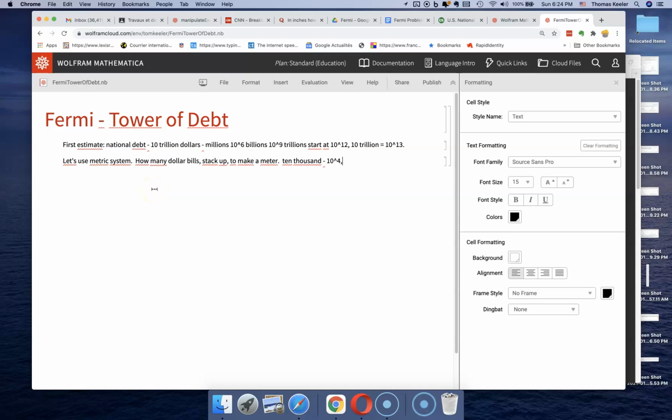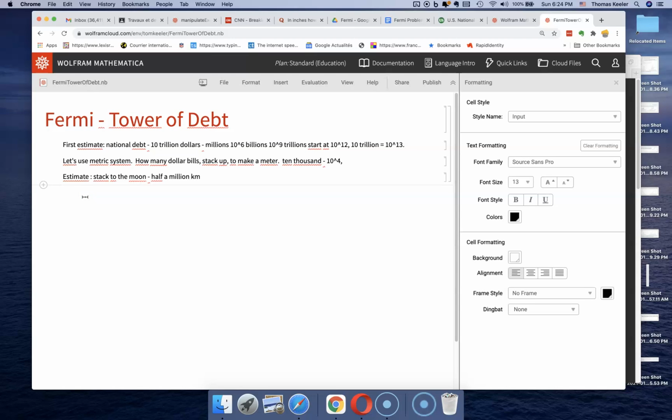Okay, so now if we divide, and so now what would our crazy estimate be? So a crazy estimate would be, before we really think about this, I'm going to estimate the stack to the moon. Okay, to the moon, which is, I don't know, I think it's 500,000 kilometers. Okay, so let's see what we get if we do this estimate.